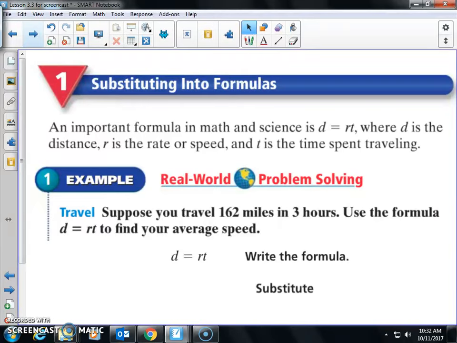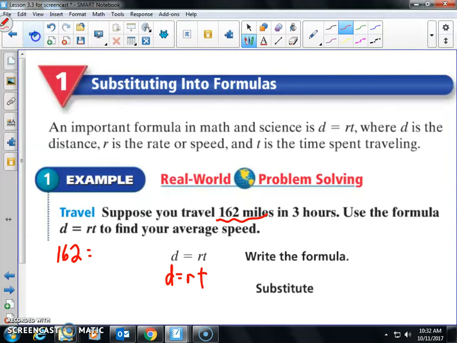So distance equals rate times time. That's what this formula says. D equals RT. So in this problem, it says my distance is 162 miles. It doesn't tell me my rate, but it says my time is 3 hours. So I write my formula, I substitute the numbers in for letters, and then I can solve it. And that would get me my rate.